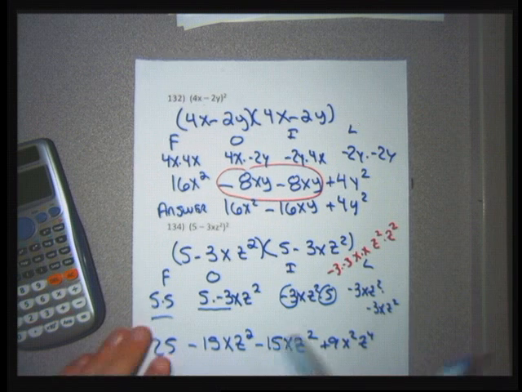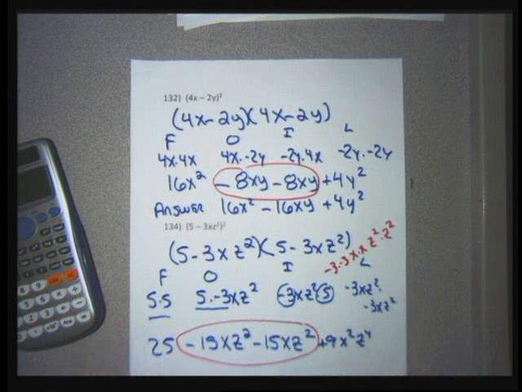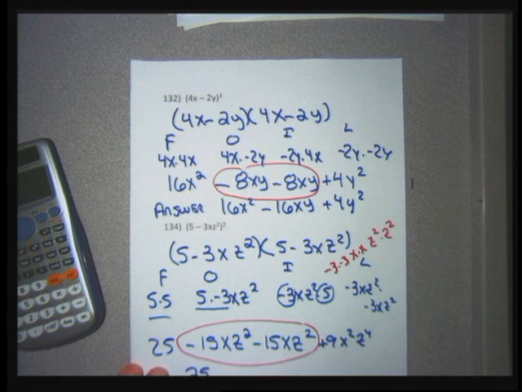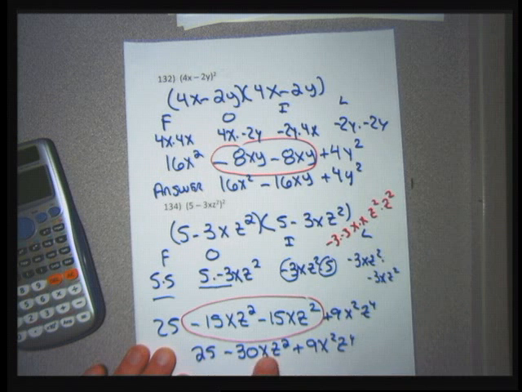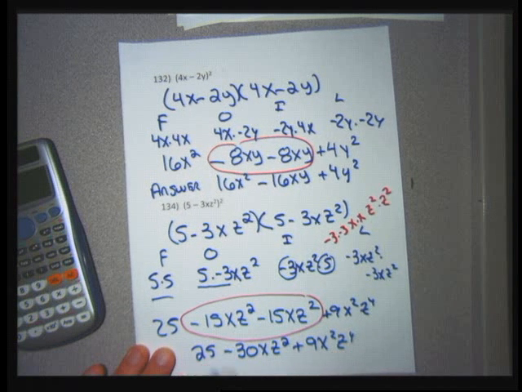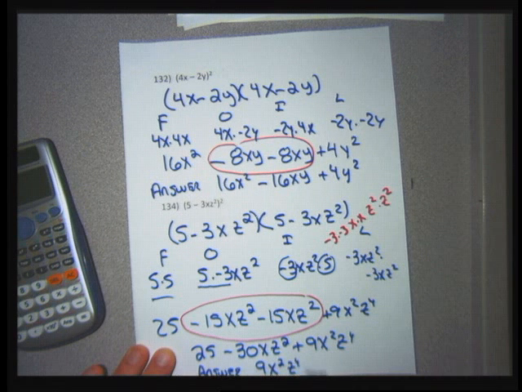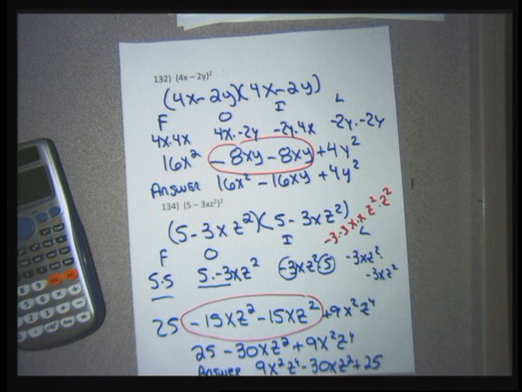And generally, your outers and inners can be combined. That's the case here. The numbers in front are both negative, so I'm going to add them and keep them negative. And this would be an okay answer. 25 minus 30xz squared plus 9x squared z to the fourth. But this is a third degree term. That's a sixth degree term. That's a constant. It would be better for my answer if I wrote the terms in descending powers. So if I wrote 9x squared z to the fourth first, minus 30xz squared second, and plus 25 last, that would be the best answer, but the thing above it's fine.